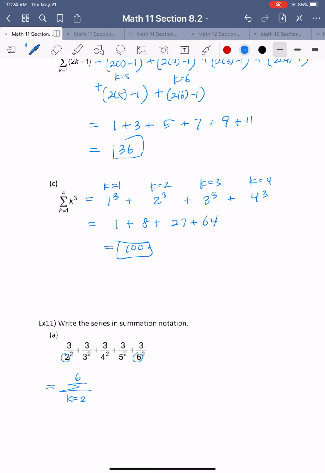You don't have to say k always equals 1 or 0, okay? And then the 3 stays constant, just constant. And the power is always 2, right? Except the base, which changes. And then you will see, plug in 2, 3 over 2 squared, plug in 3, 3 over 3 squared, right? So that's how you can find the formulas, okay? All right, next page.